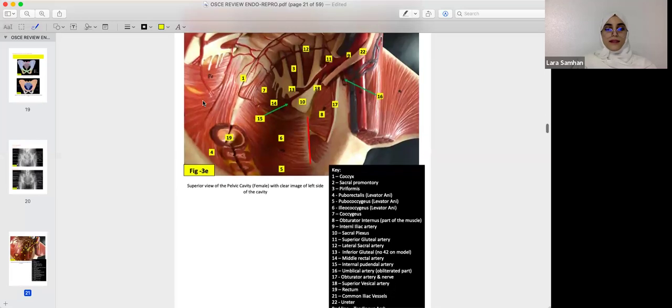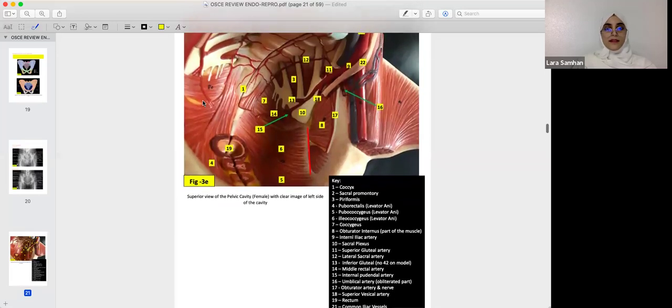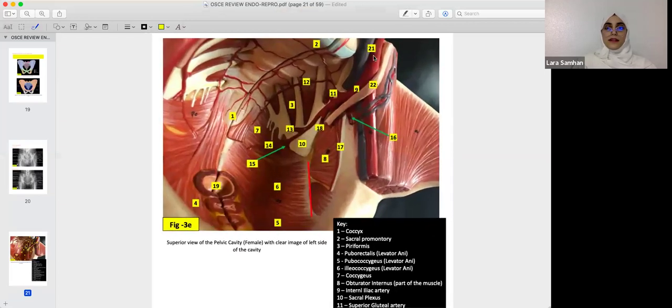So number 21 is the iliac vessel, or a common iliac vessel. This is in regard to number 21, both of them. These iliac vessels will give their branches all the way to support the pelvic muscles. So we have the different arteries here.